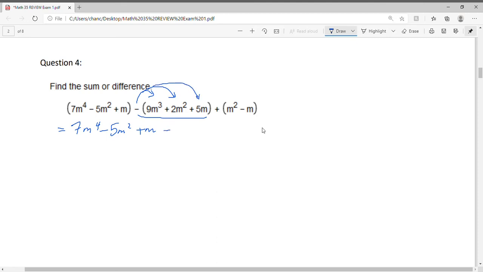So we have negative 9m cubed minus 2m squared minus 5m. Again, we're distributing this negative. You can pretend that's a negative 1 multiplied to these 3 terms here in the middle. Now for this addition, we're not distributing anything, so we can remove the parentheses.